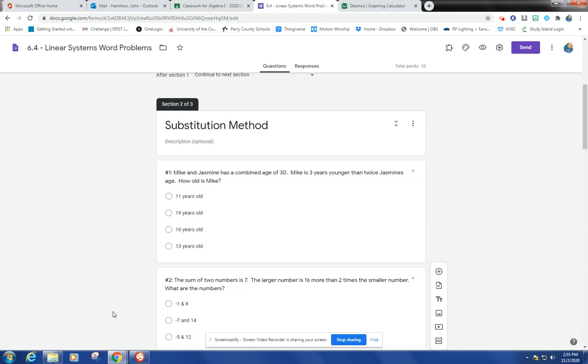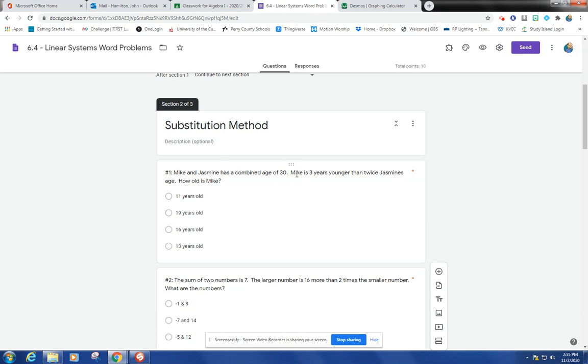Now let's look at the second one. It says, Mike is 3 years younger than twice Jasmine's age. And we'll read that one more time. Mike is 3 years younger than twice Jasmine's age. So if he's 3 years younger, is that less than or is that greater than? Well, that means he's going to be less, right? So we're going to take whatever Jasmine's age is and we're going to subtract 3 years from it. But it's not just Jasmine's age. It says twice Jasmine's age. So let's think about this, and then we're going to try to make an equation out of it. Mike is 3 years younger than twice Jasmine's age.